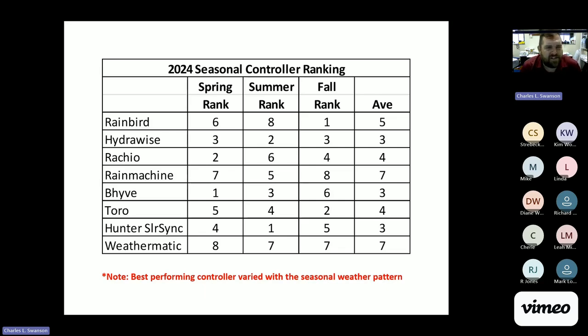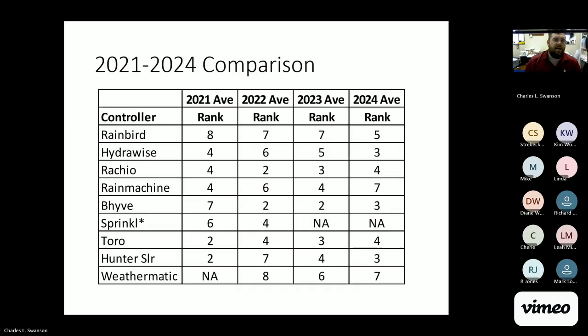But 2024 was just 1 year. We compare that to the last 4 years. And again, we see lots of inconsistencies. What did very well in 2021 may not have performed well in 2022 versus 2023 versus 2024. And so we're starting to see some trends, though.